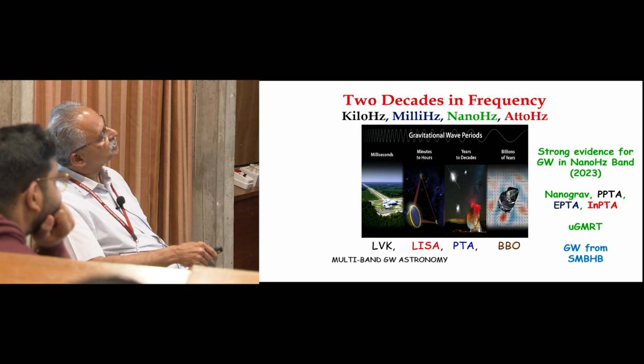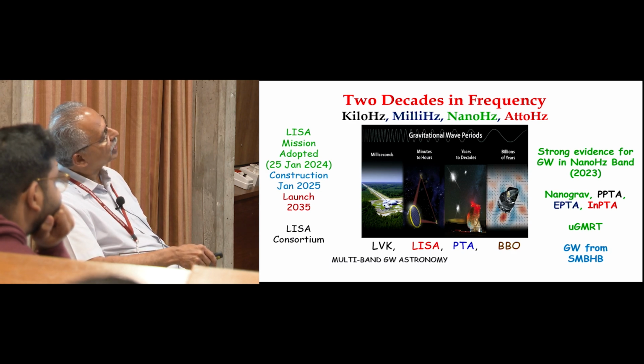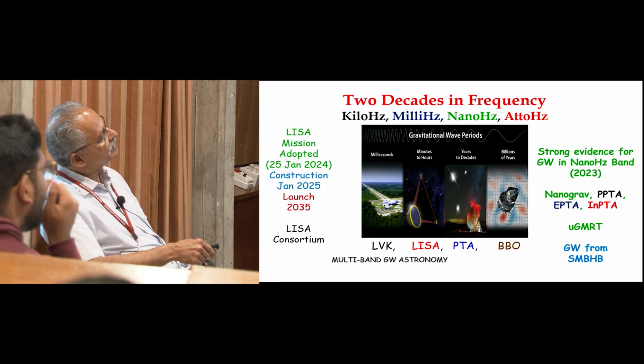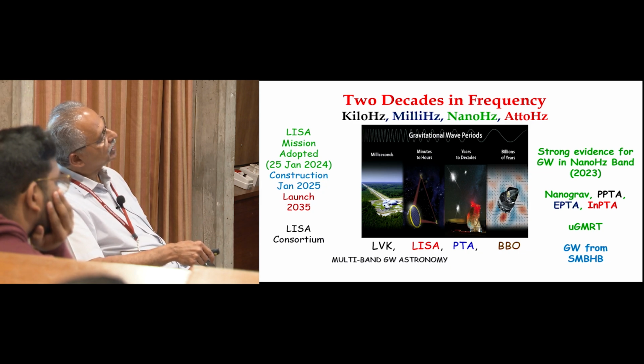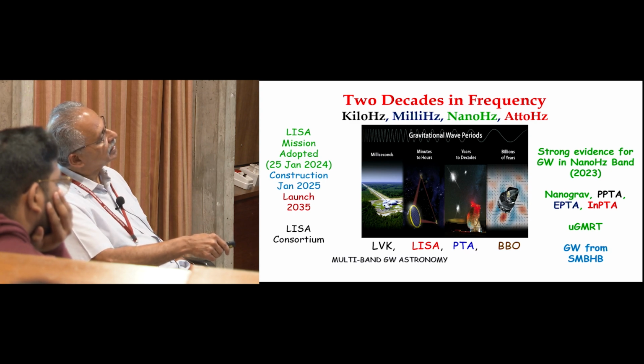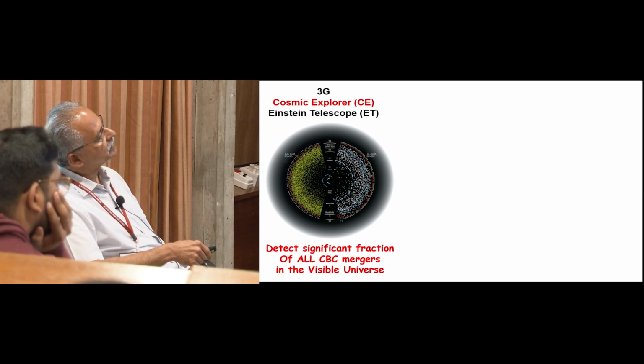In 2035, a space detector which has been funded, called LISA, is supposed to happen. The LISA mission was adopted in 2024. The construction is supposed to have begun in 2025, and in 2035 it will be launched. There is something called the LISA Consortium in which you can participate even now if you are interested. And what is interesting is there will be multi-band gravitational wave astronomy, because there are some sources like intermediate mass black holes which will first be seen in the LISA band and then a few years later seen in the LIGO band. So all these are exciting times.